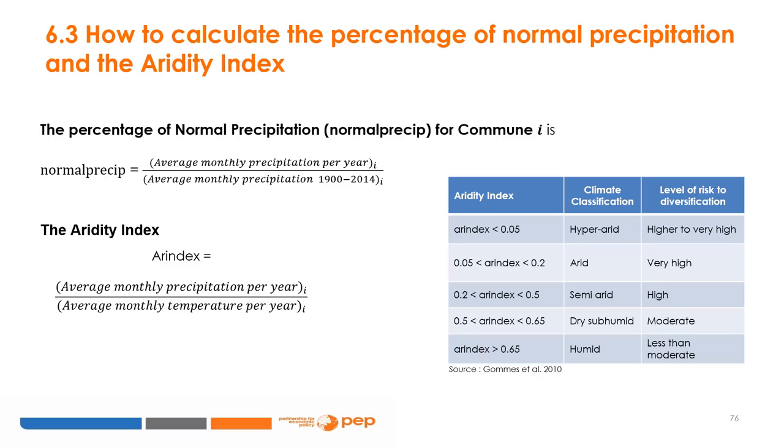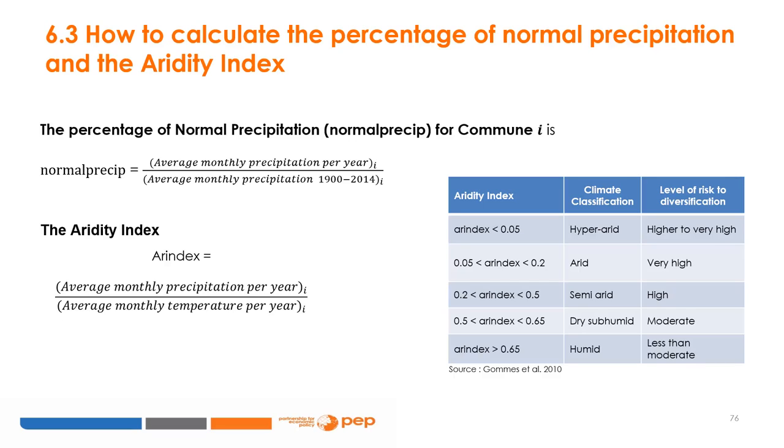Now, let's see how we can calculate the percentage of normal precipitation and the aridity index. For the percentage of normal precipitation of a municipality I, it is sufficient to divide the average monthly precipitation per year of municipality I by the average monthly precipitation over the study period. In our case, over the period from 1900 to 2014.